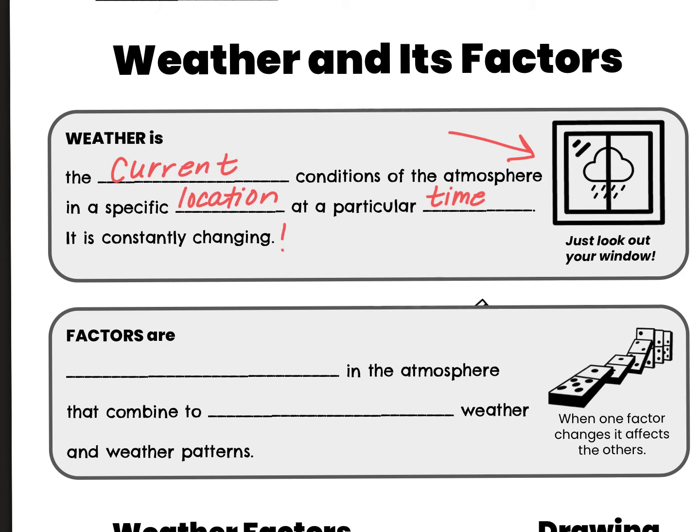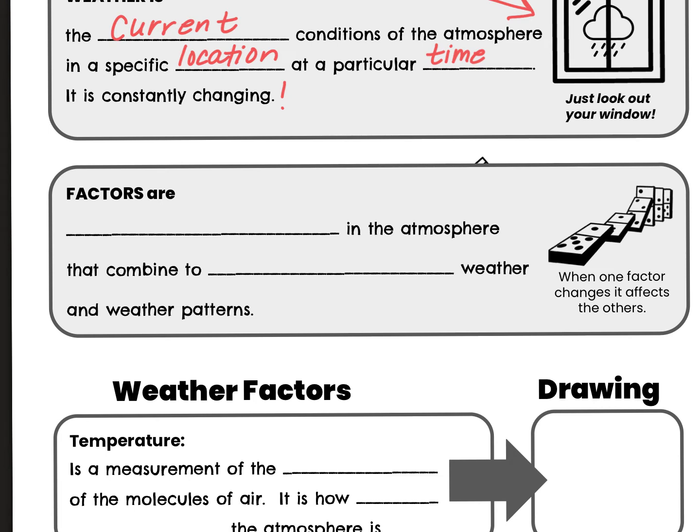But what about weather factors? How are they different? Weather factors are conditions in the atmosphere that combine to influence weather and weather patterns. For instance, I'd like to think of factors as dominoes. Each domino is a different factor, and when one falls, it knocks the other one down and the other one and the other one. So every time a weather factor changes, then it affects the other weather factors.